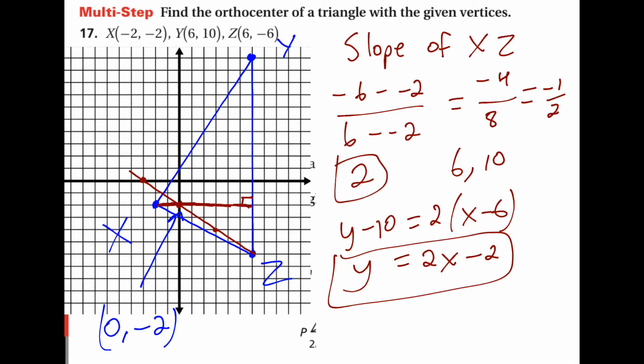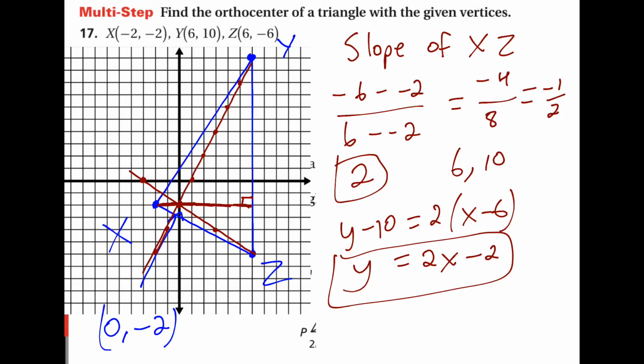And a similar trick to before, since my slope is 2, I could have started from Y and gone down 2, left 1, down 2, left 1, down 2, left 1, and done that a few times to figure out where I'm going to connect. And again, that line crosses the other two, and they all meet at this orthocenter, which is at (0, -2).